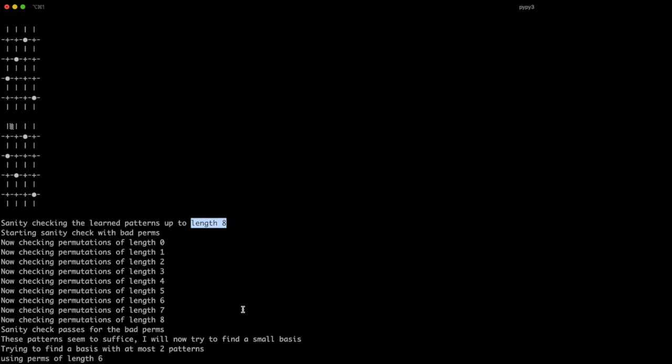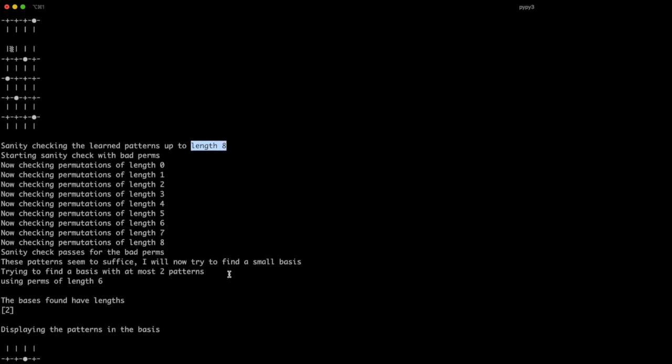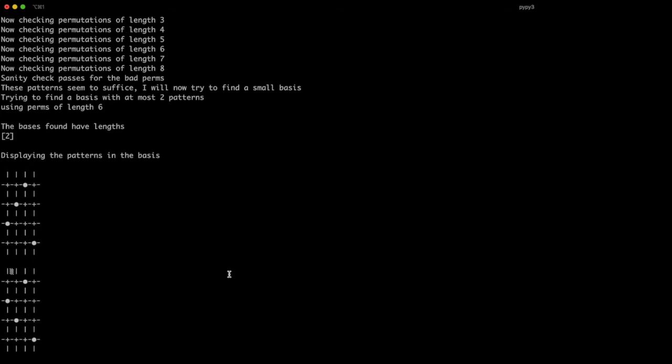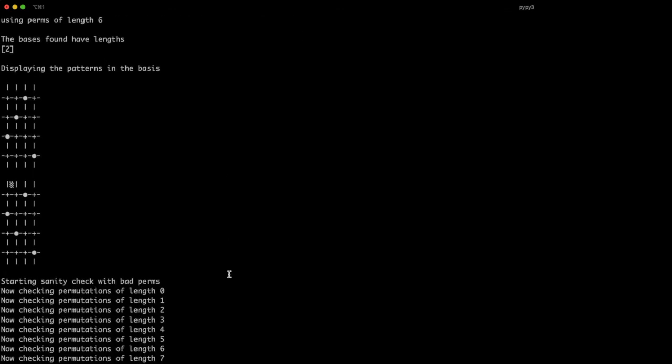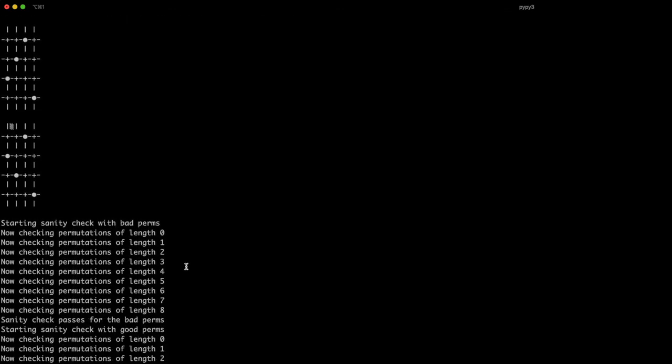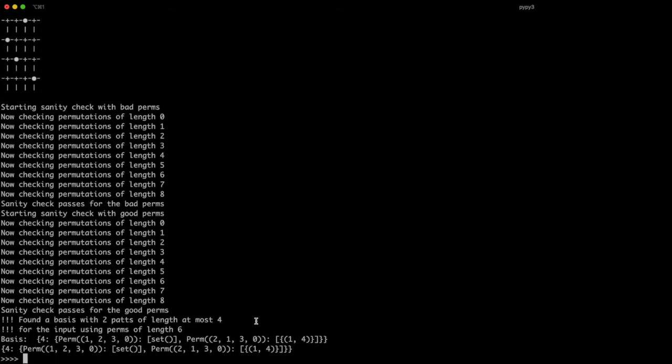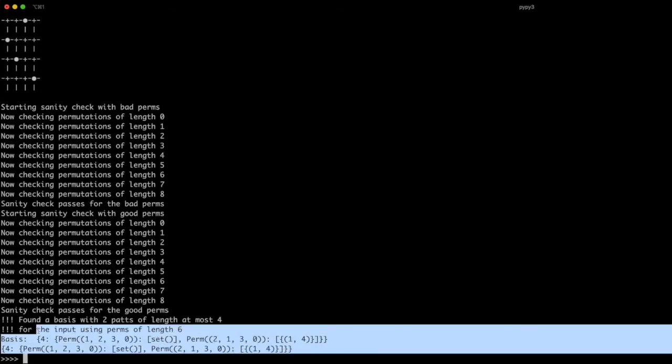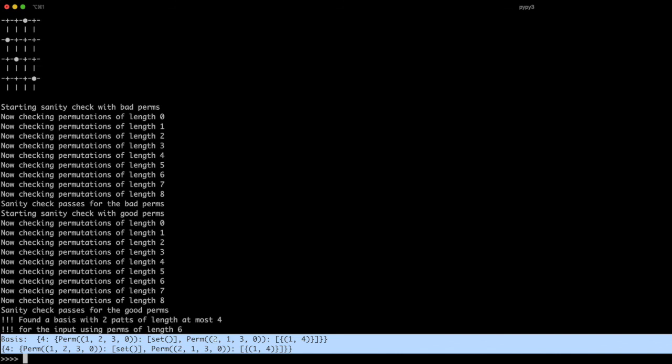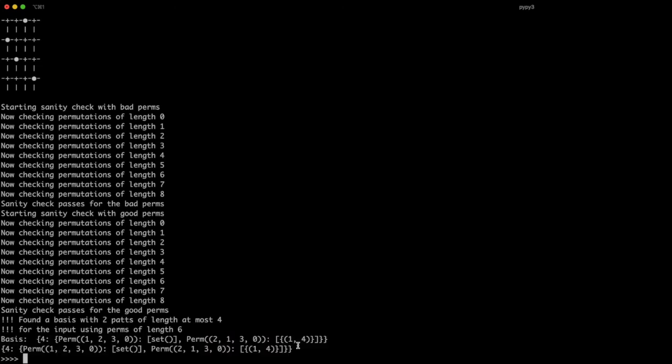And when it's satisfied with that, it will try to use fewer patterns to describe the property of being West 2 stack sortable if it's possible. Here we need exactly these 2 patterns, and so this is the basis that Bisq will guess and sanity check again. And here is just a different representation of the output, which is easier to copy and store if you need for later.